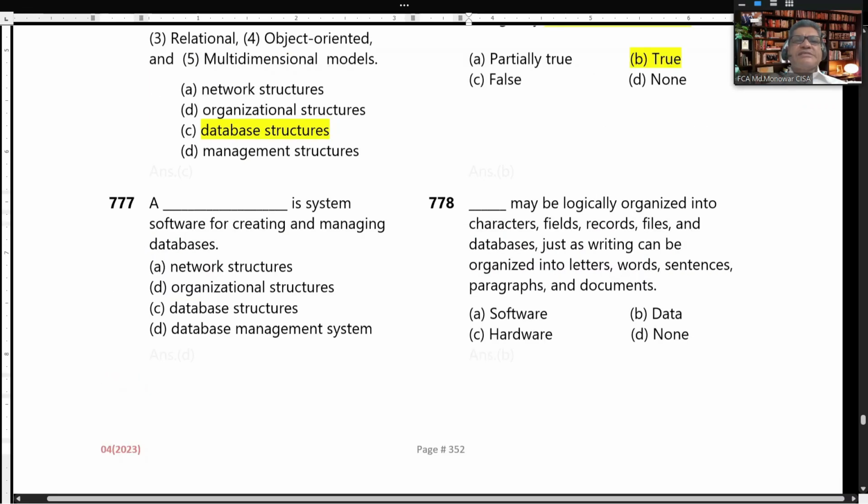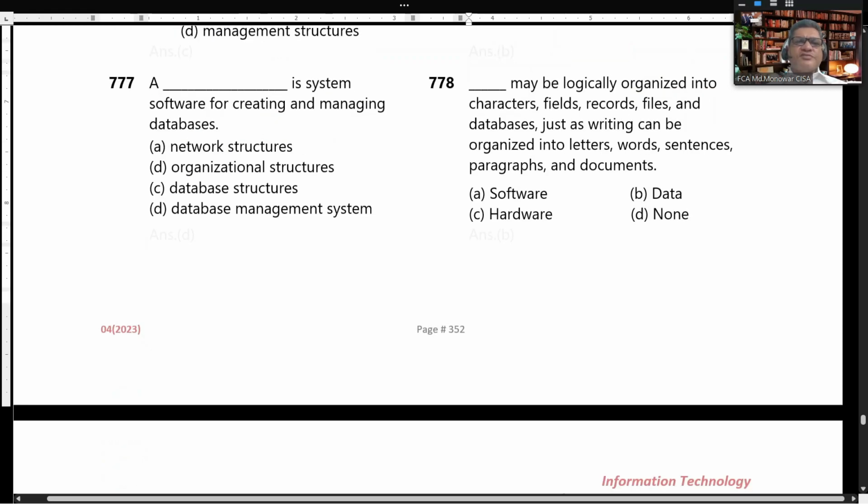True. A dash is system software for creating and managing database. A database management system is a software. A database management system is a software for creating and managing database. Answer D.